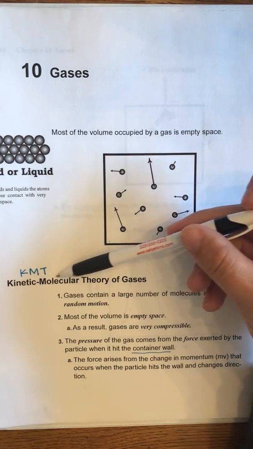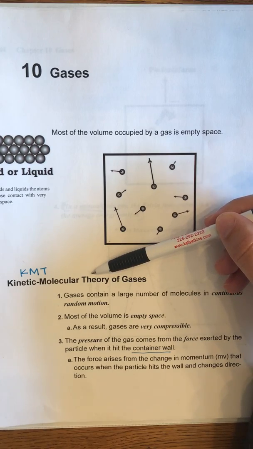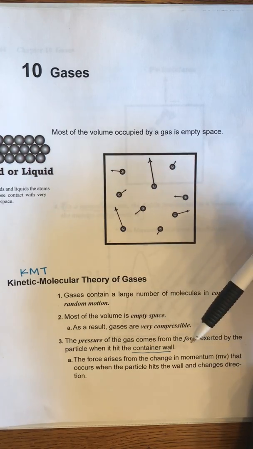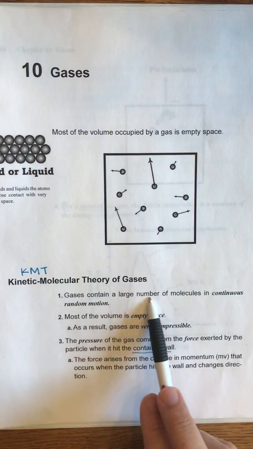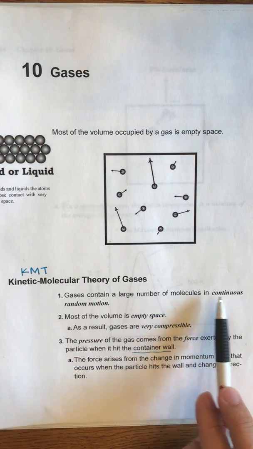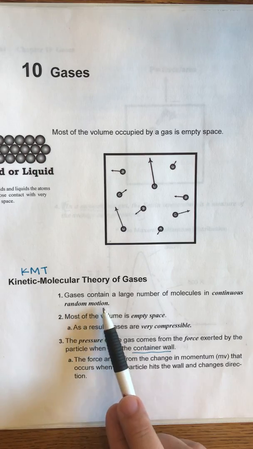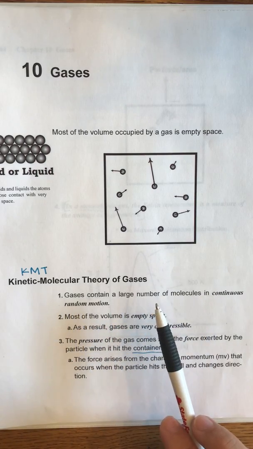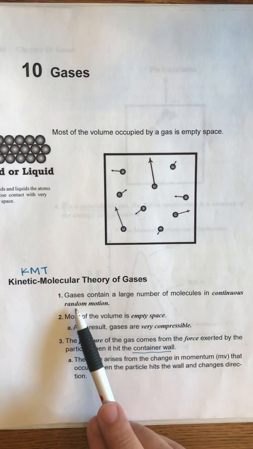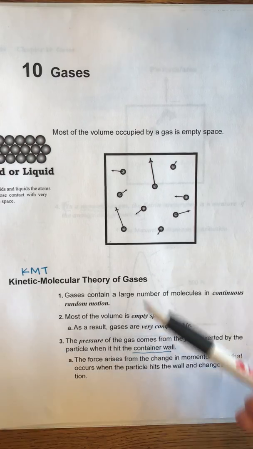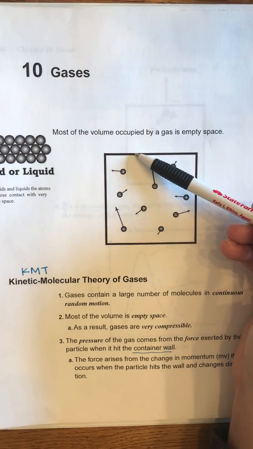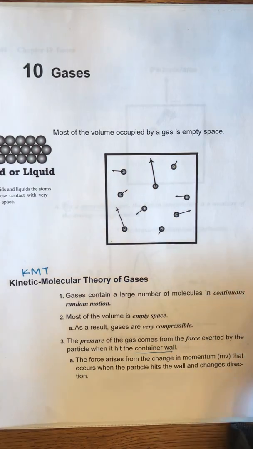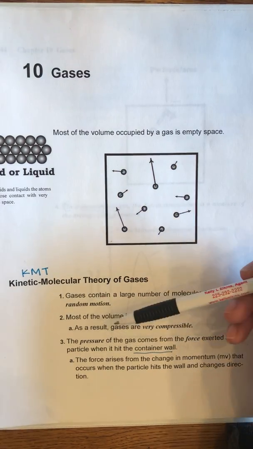So the kinetic molecular theory has a few postulates. We're going to go through them one by one. So the first one is gases contain a large number of molecules and they're in continuous random motion. So not only are they constantly moving, but the movement is random. They're going to hit another gas particle or maybe a wall of a container and move in a different direction.